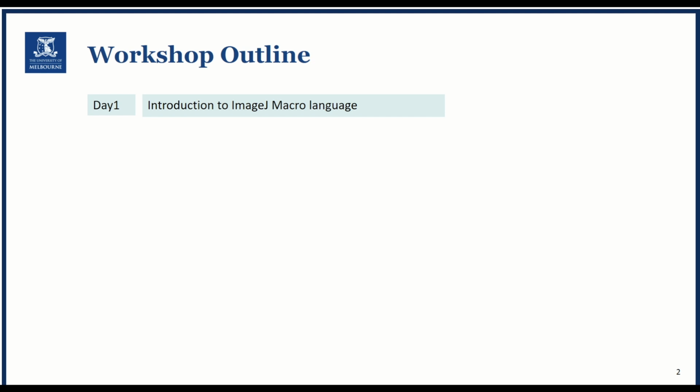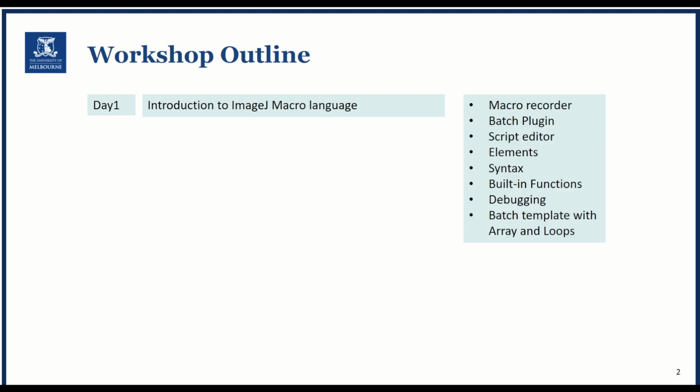So this is the outline of these workshops. On day 1, which is this talk, I will provide an introduction to the ImageJ macro language. I will show you how to record and edit our image analysis workflow and introduce the basic concepts of scripting, such as loops, conditions, and arrays. This is suitable for biologists with no previous coding knowledge. And if you already have some experience in scripting in other languages, you can also join from day 2.